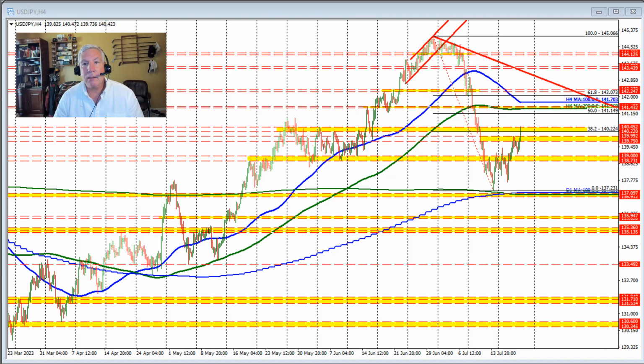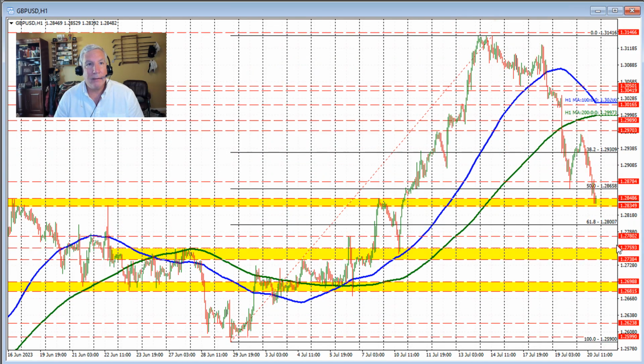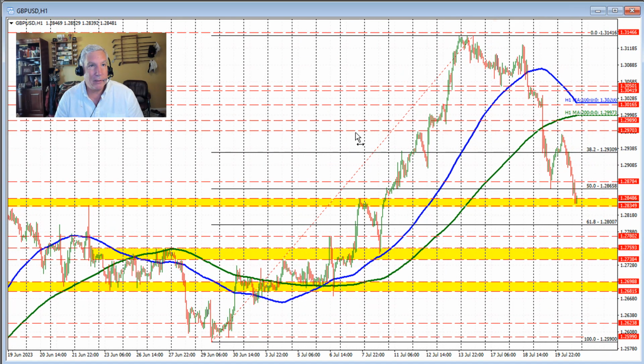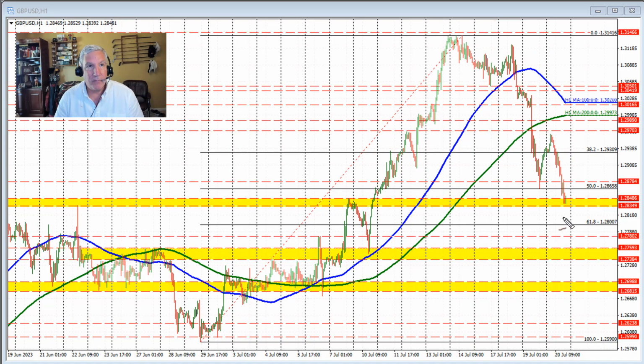Let's take a look at the sterling versus US dollar. The move to the downside in trading here today saw the price extend below the 50% retracement level. Then the market bounced a little bit higher before rotating back to the downside. The 50% retracement is now the risk level for the traders looking for more downside in this currency pair. The level comes in at 128.65.